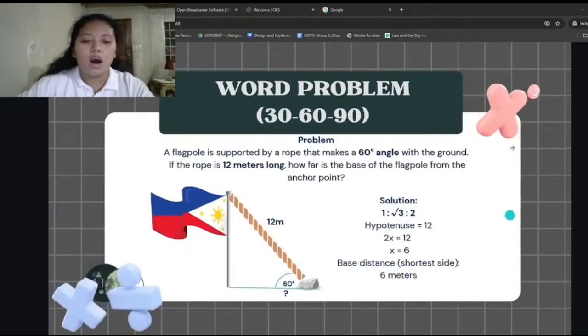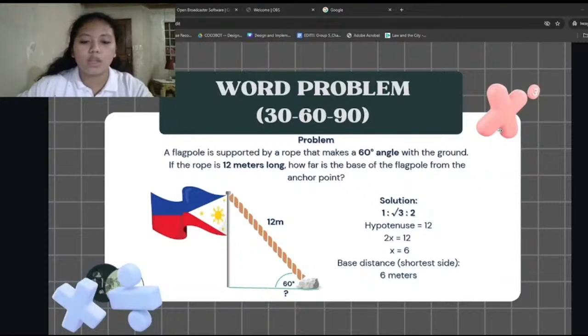Next, let's figure out the flagpole problem. It's just like the ladder one, but with a cool twist. Okay, in this picture, the flagpole stands straight up. The rope goes from the top of the pole to the ground, as you can see here, and the ground is flat. So we've got a 30, 60, 90 triangle again.